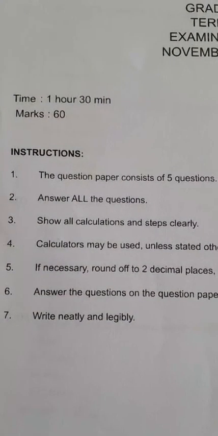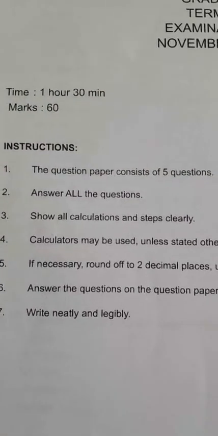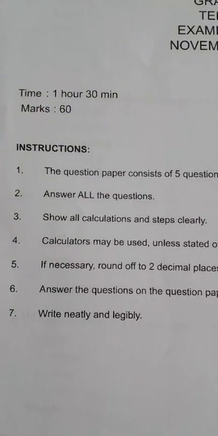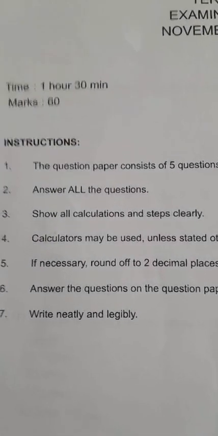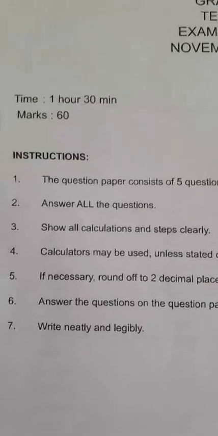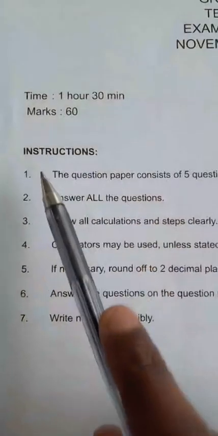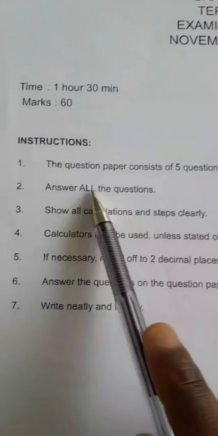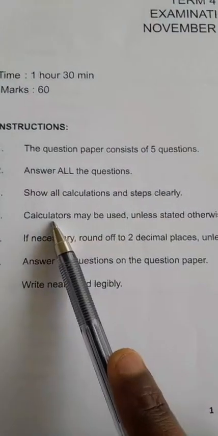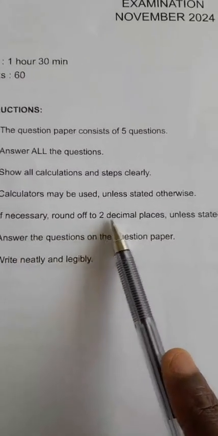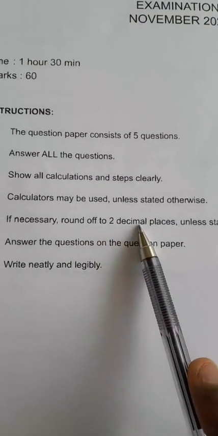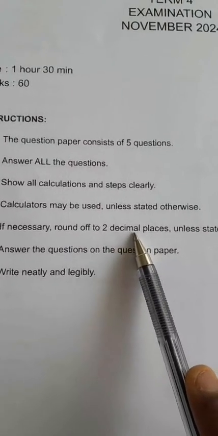Let me just remove this little icon here, this little sticker. As you can see here, it says 1. The question paper consists of 5 questions. Answer all the questions. Show all calculations and steps clearly. Calculators may be used unless stated otherwise. If necessary, round off to 2 decimal places. Very important instruction here: if necessary, you need to round off to 2 decimal places unless it's stated otherwise.